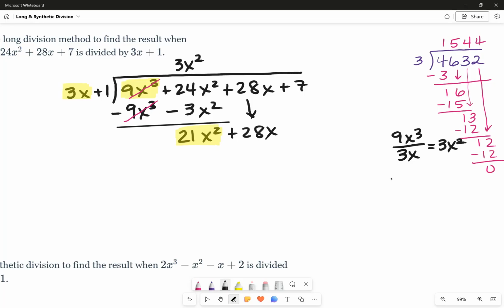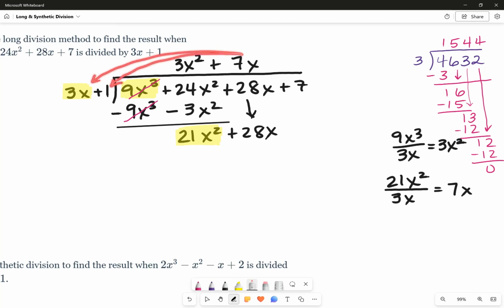So again, I can come over here on the side, 21x squared divided by 3x. That gives me a 7x. So I'm going to come up here, positive 7x. Now I have to multiply that times that and that times that. So 7x times 3x is 21x squared. 7x times 1 is a positive 7x. Now I need to distribute my negative. 21 becomes negative 21. 7x becomes negative 7x.